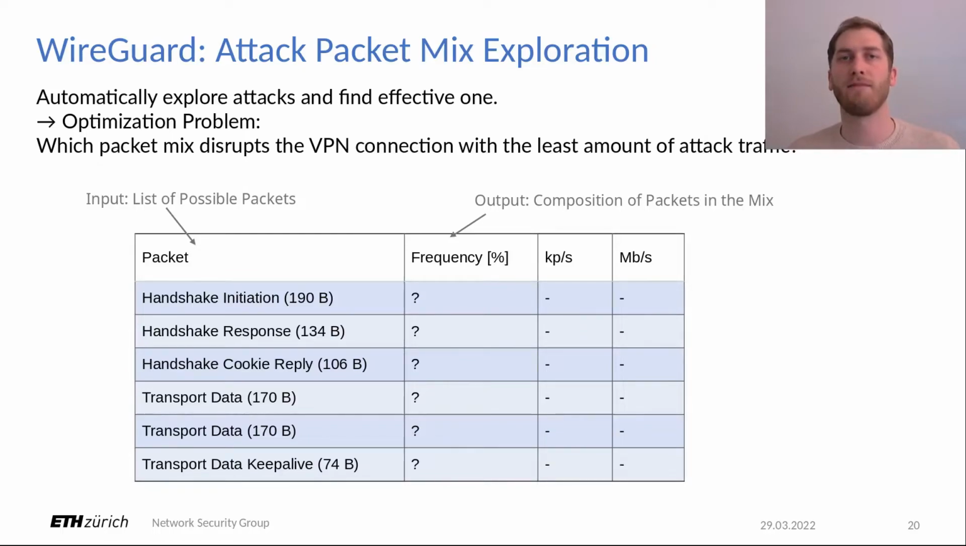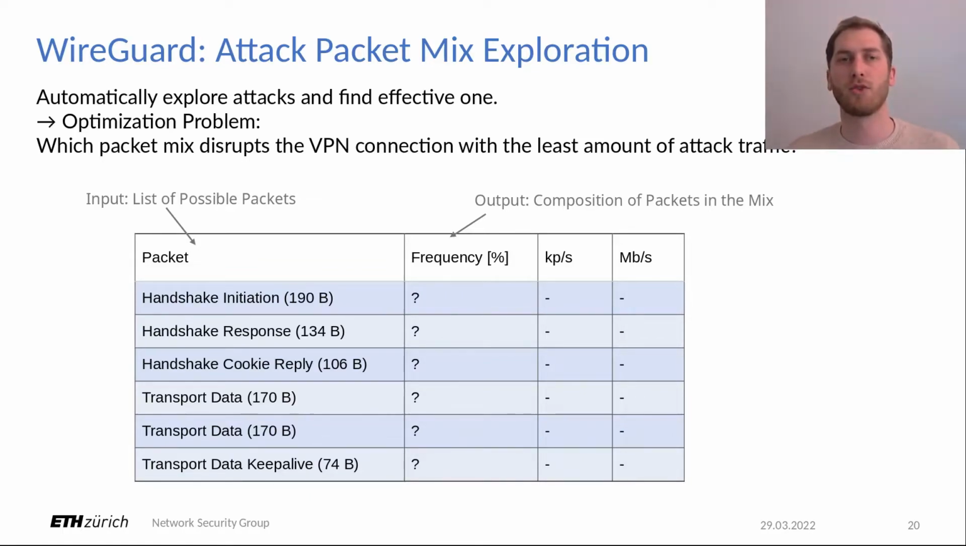Instead of just flooding the WireGuard server with initiation requests, we also looked into automating the exploration of other flooding attacks. We implemented an algorithm that expects a list of packets which can be used to flood the server, and then looks for the packet mix which disrupts the VPN connection with as little attack traffic as possible.